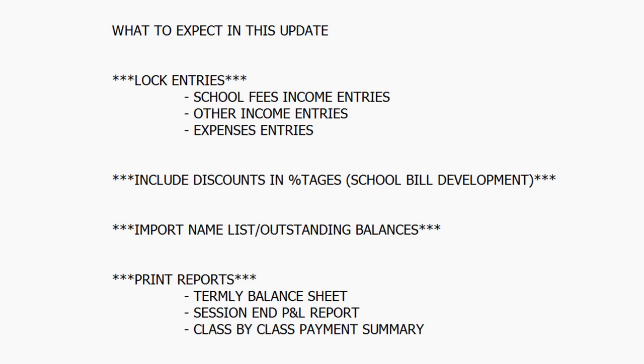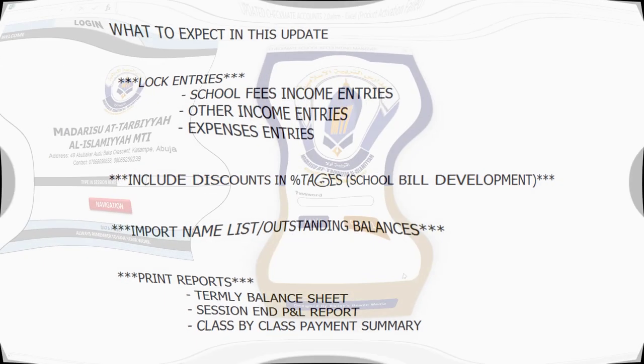We've also allowed for including discounts in percentages. We've allowed for importing name lists and outstanding balances. Now you can also print reports. You can print the timely balance sheets, the session end reports, the profit and loss reports, and the class by class payment summary. So let's look at it.